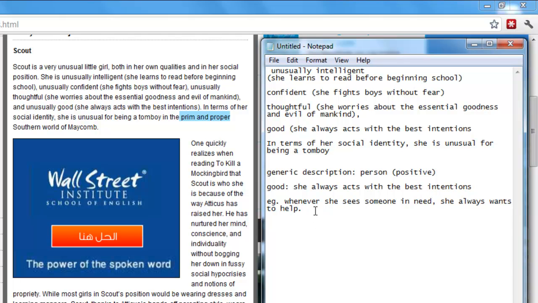So a better example would be something like my sister once saw a beggar and gave him her candy because she felt sorry for him. Now we have a specific person and then a specific action.